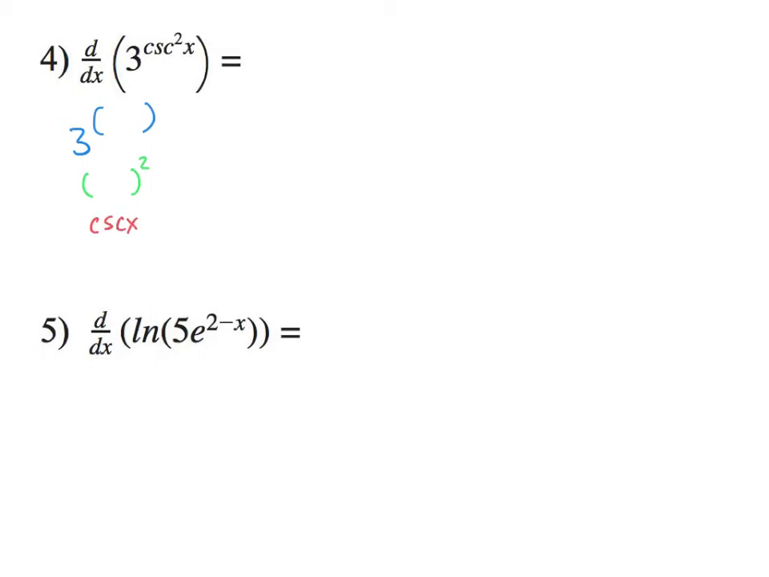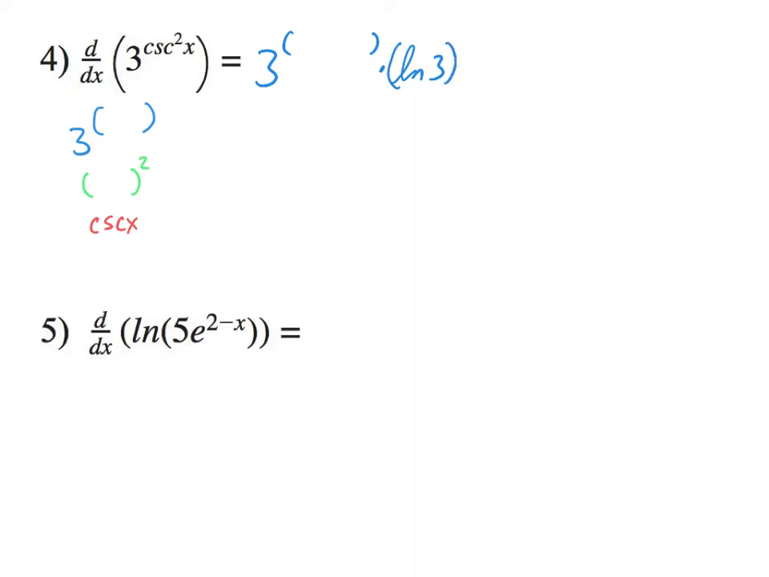So the outer is 3 to some power. Inside of that is something squared. Inside of that something is a cosecant squared. So let's take the derivative of the outside piece. The derivative of 3 to some power is just going to be 3 to some power times the natural log of 3. That is the derivative of 3 to some power.